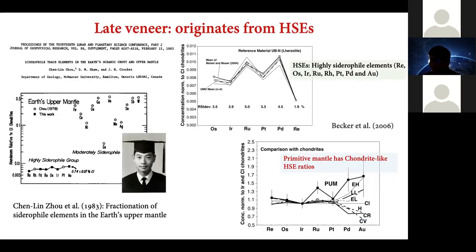In fact, the late veneer was proposed to explain the abundance of highly siderophile elements in the silicate Earth, which are called HSE, and include rhenium, osmium, iridium, ruthenium, and platinum. We found that the earliest study on the mantle HSE abundance was conducted by Chen-Lin Zhou in 1983.